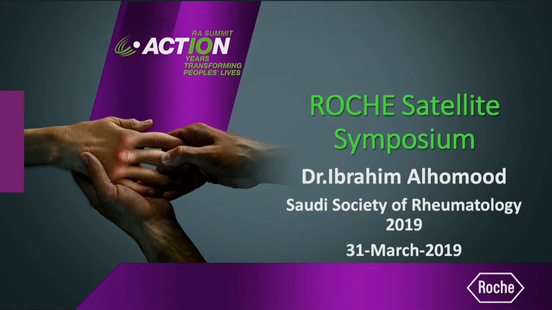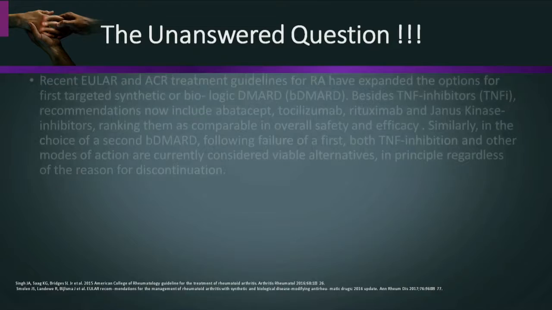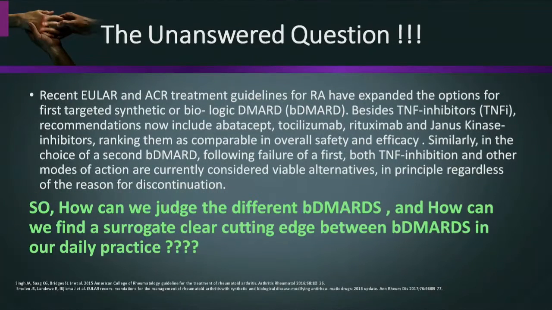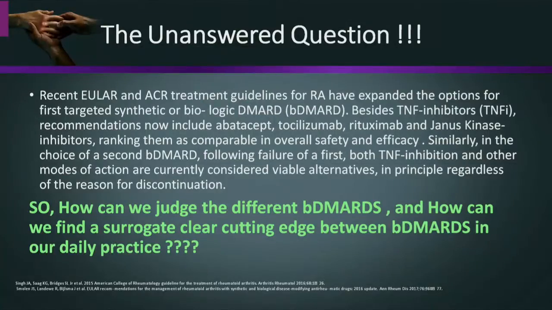Okay, so now, as all you know, whenever we are treating rheumatoid arthritis patients, for all of us as rheumatologists, we are looking to the different guidelines, either EULAR or ACR. And then when the patient needs biological therapy after failure of methotrexate, if you remember the guidelines, you could choose any one of available biological agents, either anti-TNF or IL-6, tocilizumab, rituximab, JAK inhibitors, or T-cell blockers, abatacept.